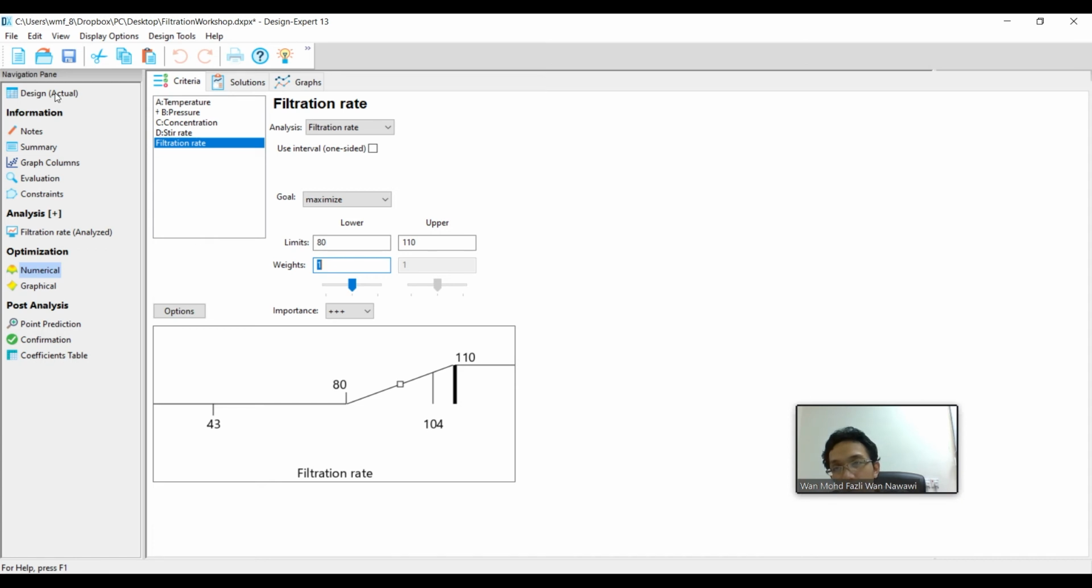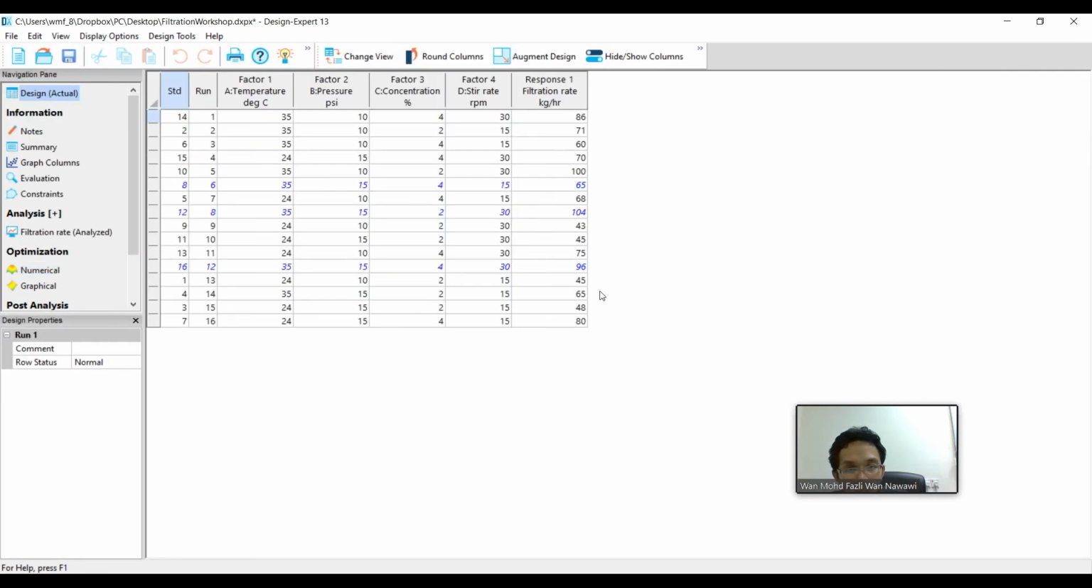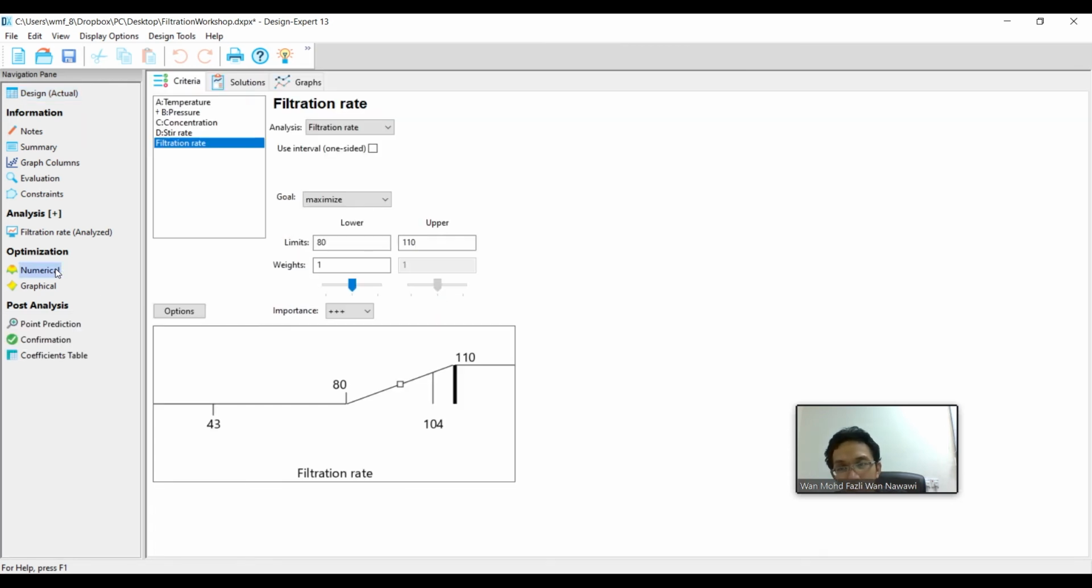If I go to design here, you can see the maximum is 104 and the minimum is 43. Where is 43? This is 43. So if I go to numerical, this 43 and 104 is the observed data. But when you want to maximize something, if possible, you want to go beyond that data. So that's why you change the limit.